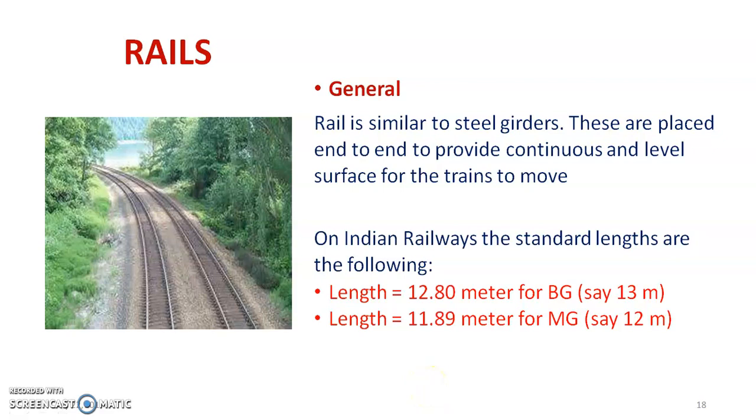In today's class, we'll see about the rails, its requirements and defects. This is a picture of a rail. You can see that it is similar to a steel girder. In Indian Railways, the standard length of each rail ranges from 11 to 12 meters. That is 11.89 meters for meter gauge and 12.80 for broad gauge.